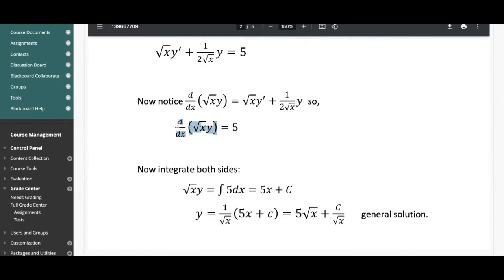We integrate both sides. Integrating this side, we get square root of x times y. Integrating 5, we get 5x plus C. Then we solve for y by dividing by square root of x on both sides. So we get a general solution as such.